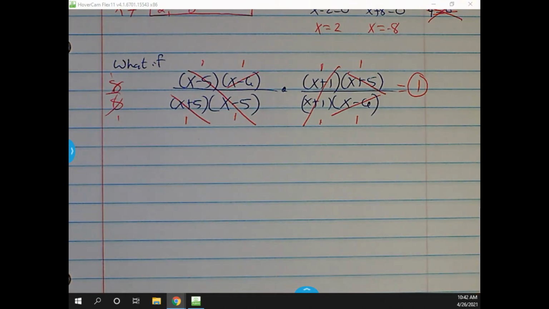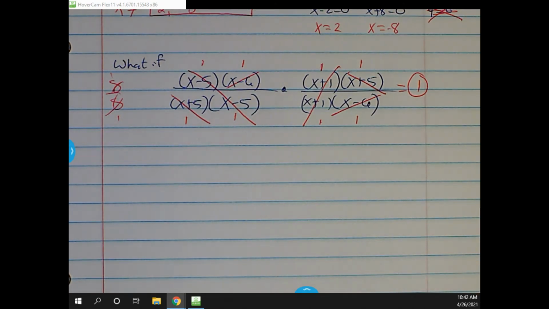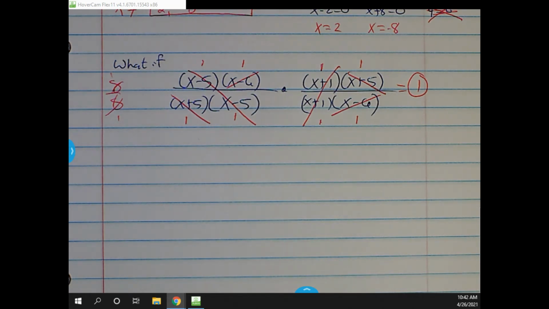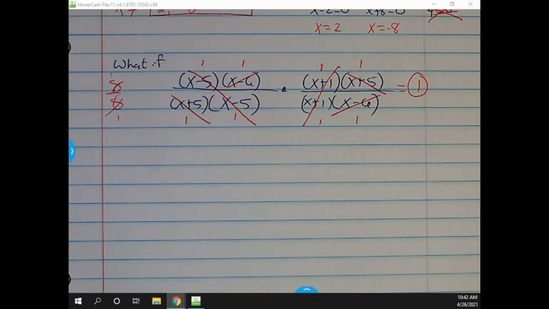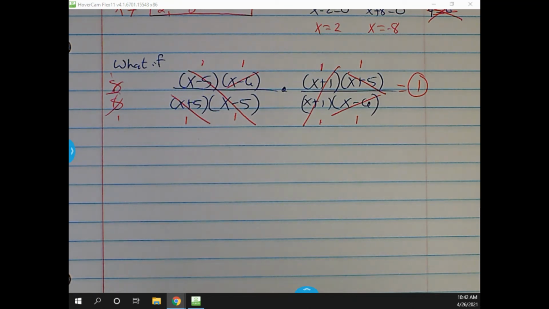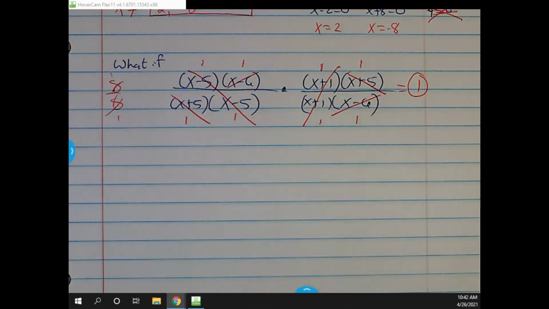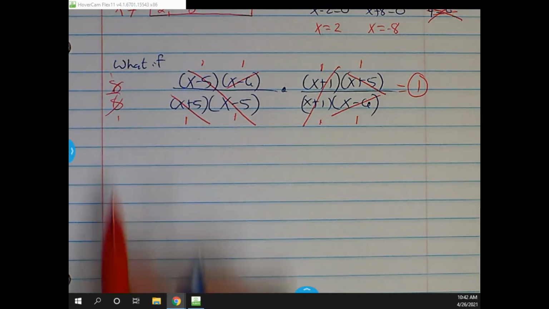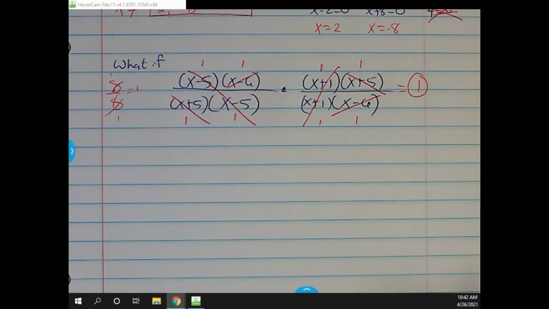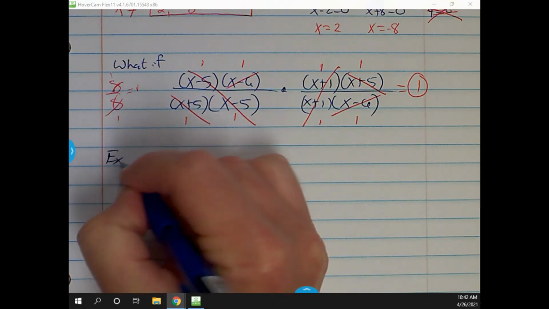Now, I don't know that that's going to happen, but just to be on the safe side, because sometimes I get a little bit sneaky on people. If everything canceled out and there's nothing else left over, technically the answer would just be a 1. If everything cancels, just put a 1, because basically it's the same thing over itself, and if you have the same thing over itself, that just makes it 1. Okay, so anyway, don't know that will happen, but just to be on the safe side, we'll throw that one out there.